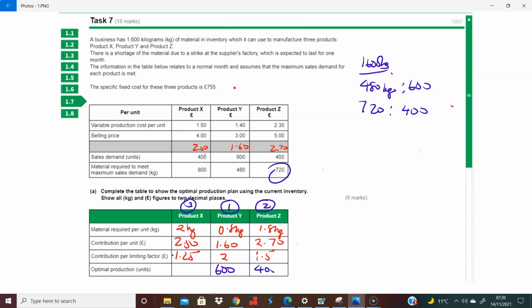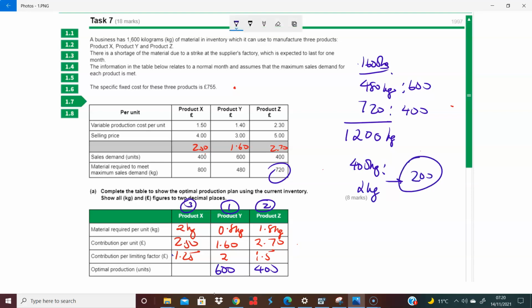Adding these two together, 480 plus 720, it means that you've used 1,200 kilograms. You have a total of 1,600, so you have 400 kilograms left to make product X. You need 2 kilograms to make each unit of product X, so therefore you can only make 200 units. Great, and that's your table done.